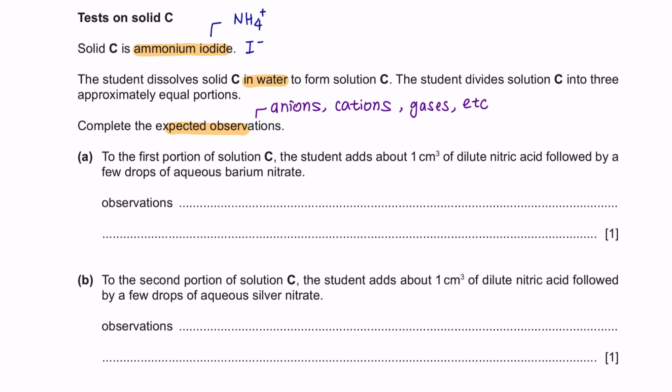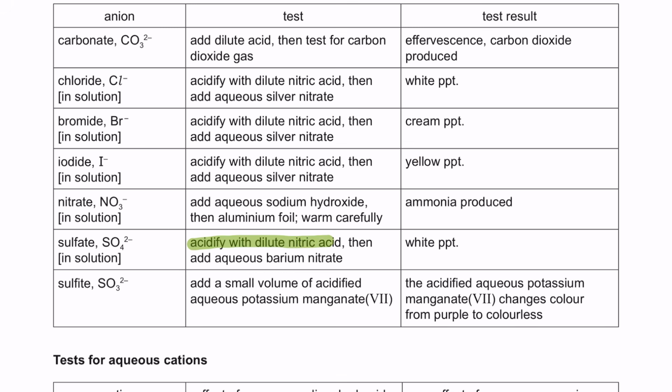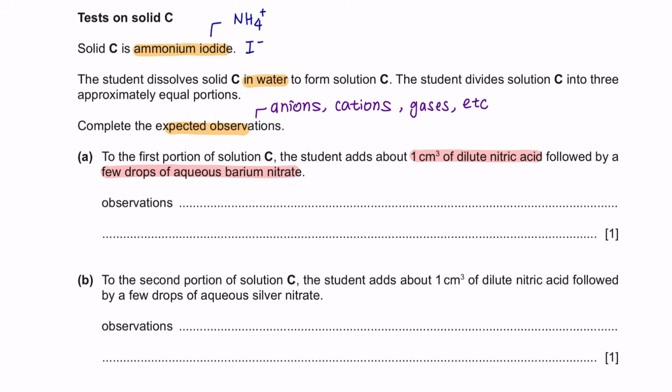Question A. To the first portion of solution C, the student adds about 1 cm³ of dilute nitric acid followed by a few drops of aqueous barium nitrate. Adding dilute nitric acid and then aqueous barium nitrate is to test for the presence of sulfate. And if there is a presence of sulfate, there will be a white precipitate. Since solid C contains ammonium and iodide, this means that there are no sulfate ions present. So there will be no changes for this test.